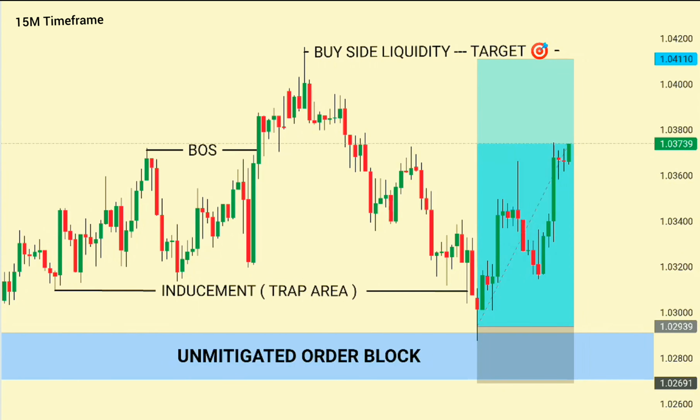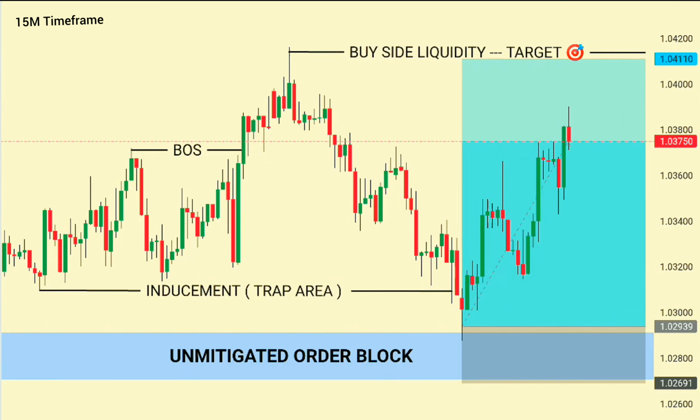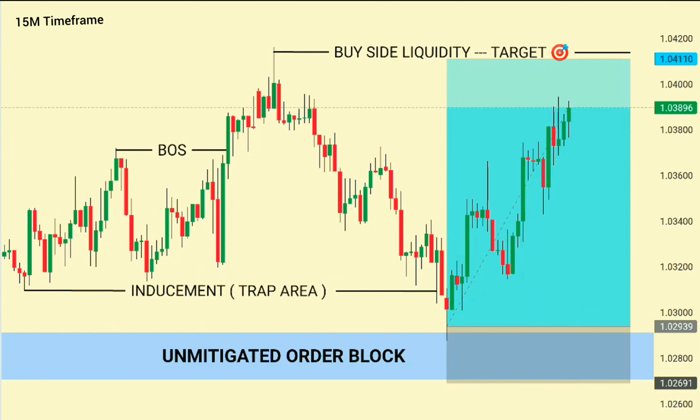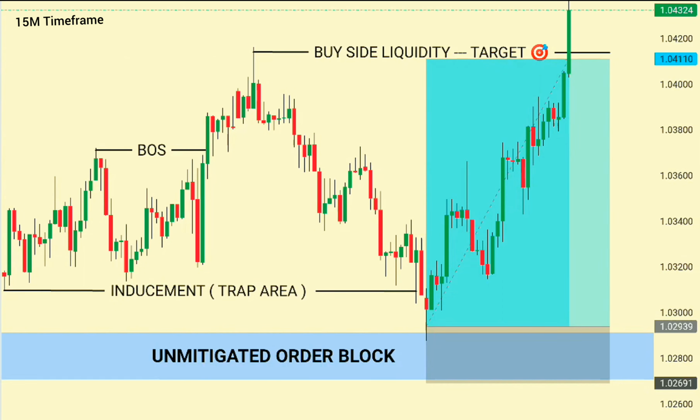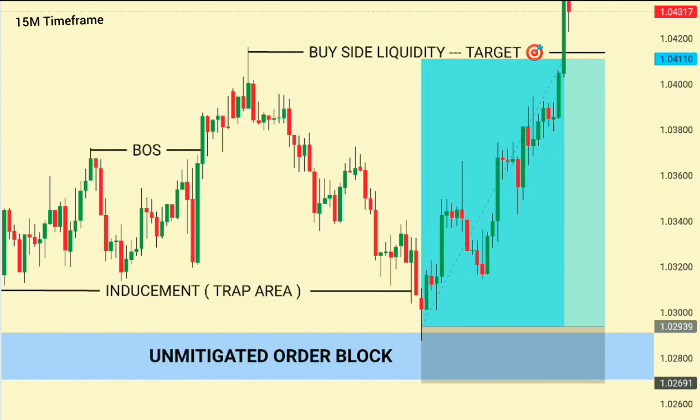If this made sense, go back and re-watch the chart once. You will see the trap much more clearly. Start focusing on timing, not just zones. That is where the real difference comes.